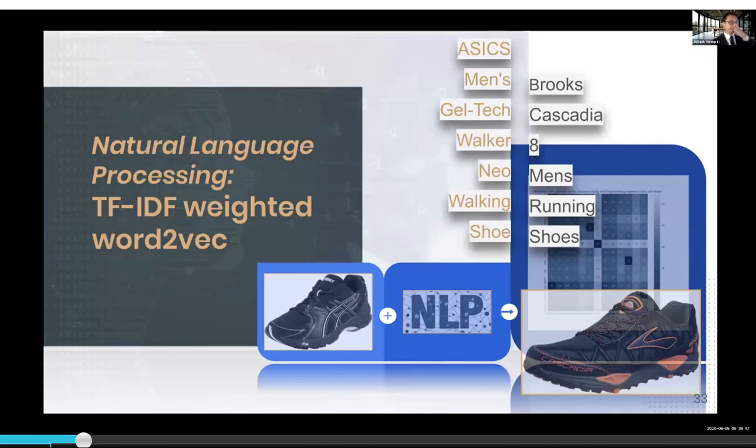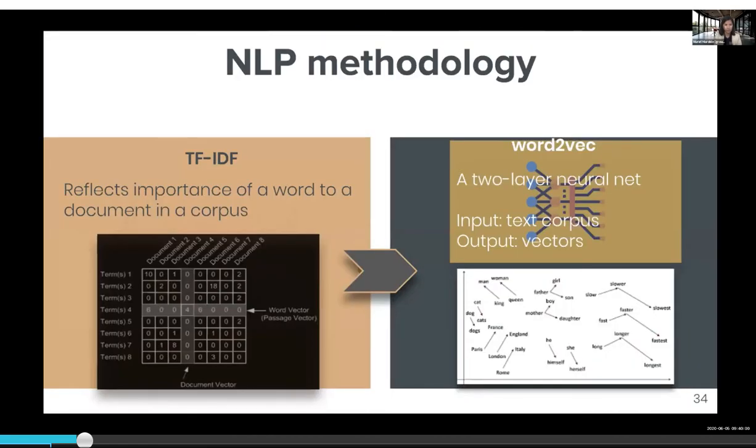Okay, Marie? To look for product similarities, we also did some NLP on some of the product features, particularly the title and the brand. Next slide. In particular, we did a TF-IDF weighted word2vec model. According to J.R. Firth, you shall know a word by the company it keeps, and this is the principle behind word2vec. It's a shallow two-layer neural net that turns words into vectors.